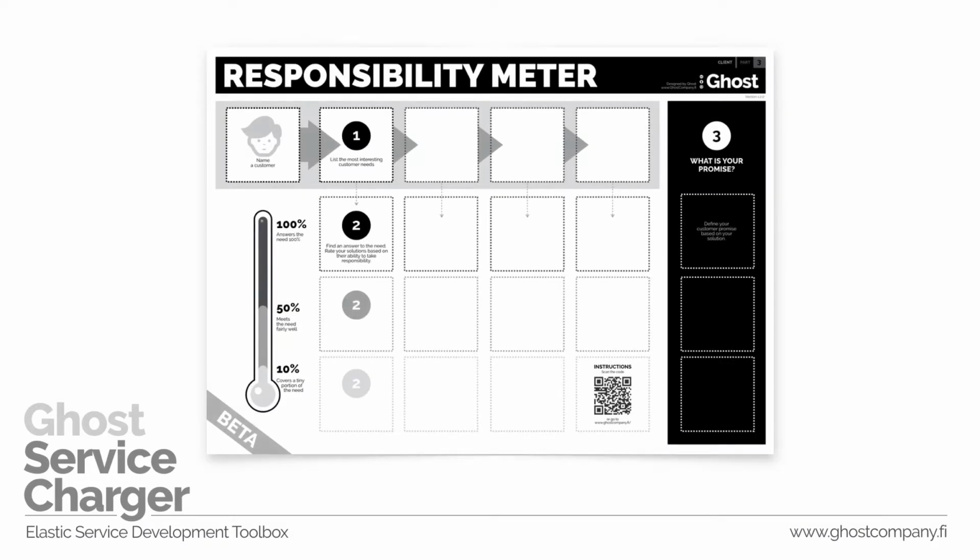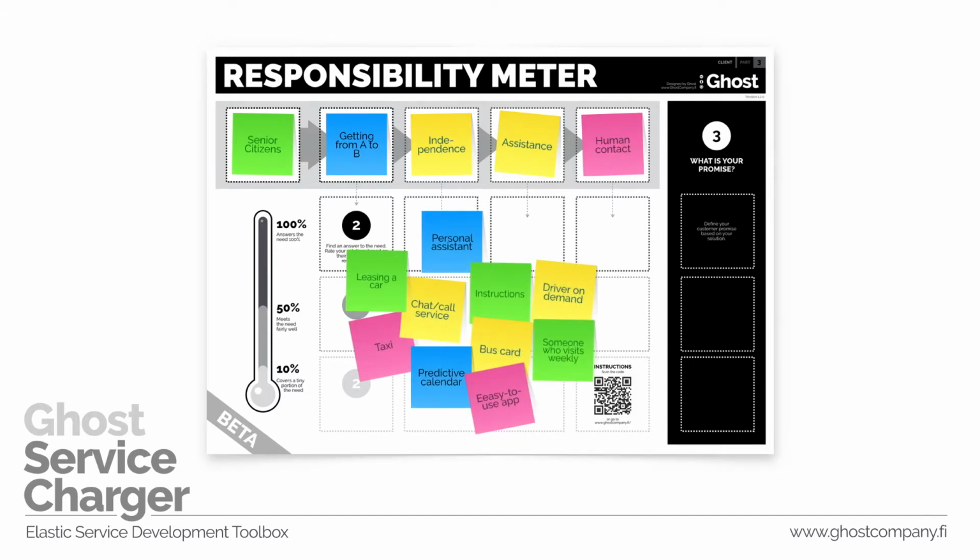This is the responsibility meter, and taking responsibility separates products from services. So we have already decided on our core customer group. Let's add it here, the senior citizens. And then let's list again their needs here on top. Then starts the ideation phase, where you can create as many ideas as you possibly can to meet those needs.